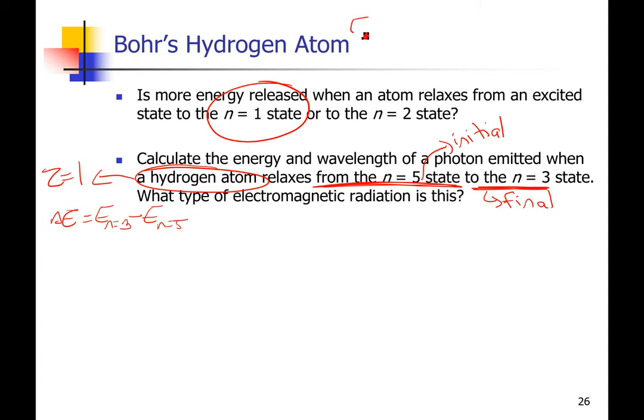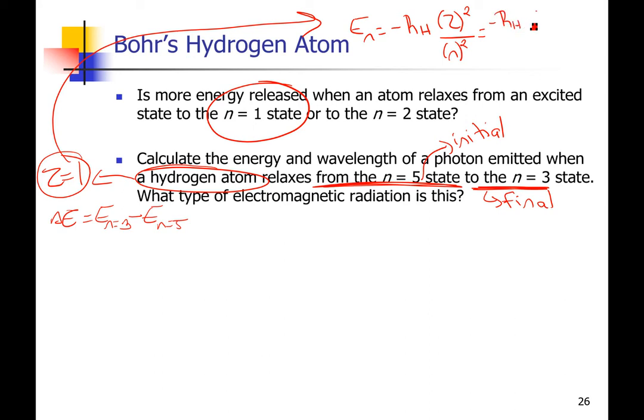Recall that the energy of either of those is equal to negative Rydberg constant times Z squared divided by n squared. Z is 1 because we're talking about hydrogen. So negative R_H times 1 squared divided by n squared, which for hydrogen will therefore be negative Rydberg constant divided by n squared. Don't forget that negative sign. It's important.